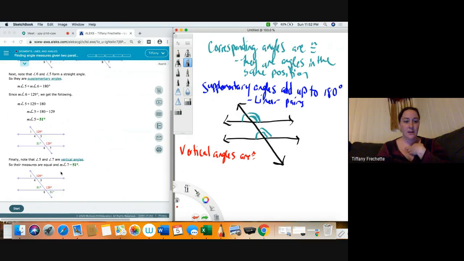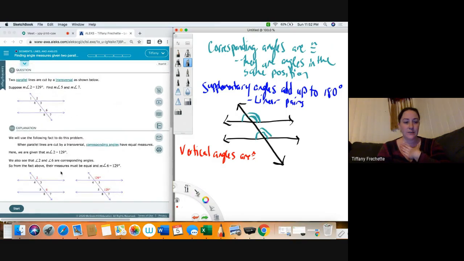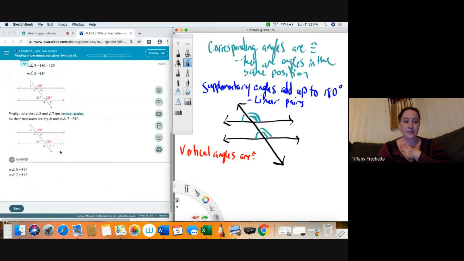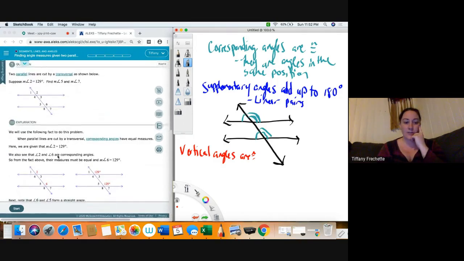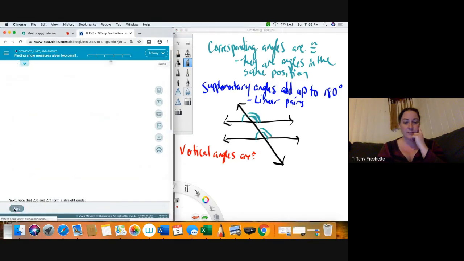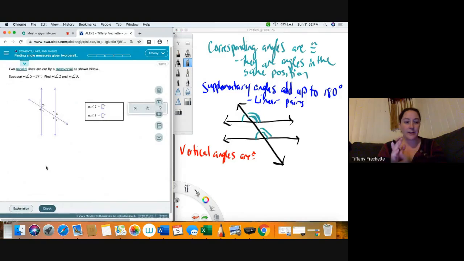All right. And for now, it looks like those are the only three that they're introducing to you here. So we'll see on the next page if they actually expect you to have a few more of those. So let's see what we get. All right, so two parallel lines are cut by a transversal as shown. Angle 5, so this angle right here is 57 degrees.